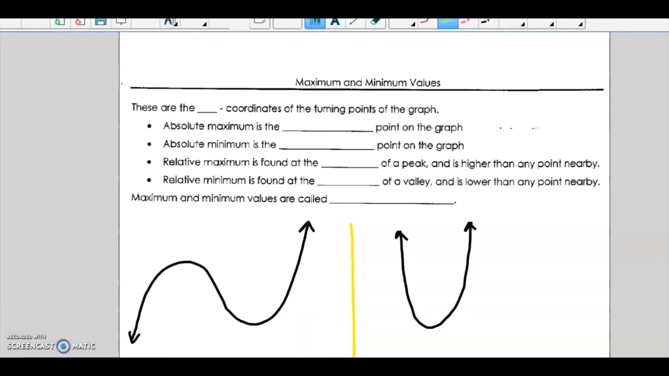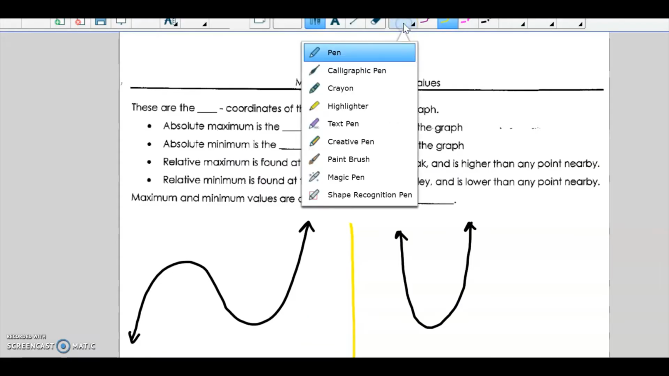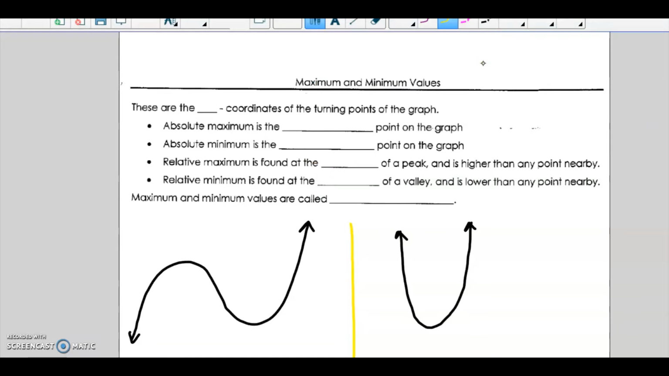Next up is minimum and maximum values. So I have 2 graphs down here at the bottom that I want to visually show you minimums and maximums. So maximum is going to be a really big thing, and a minimum is going to be a really small thing. So we have things that are called absolutes, and we have things that are called relatives. So absolutes are going to be the highest or lowest point of the graph. The relatives are going to be little bumps in the road, peaks and valleys in the middle of the graph.